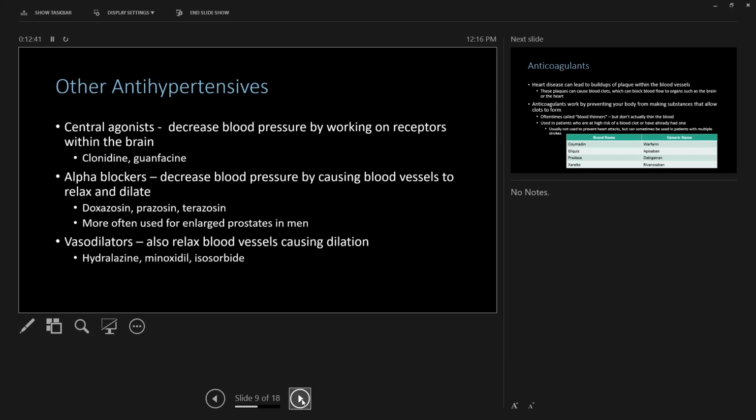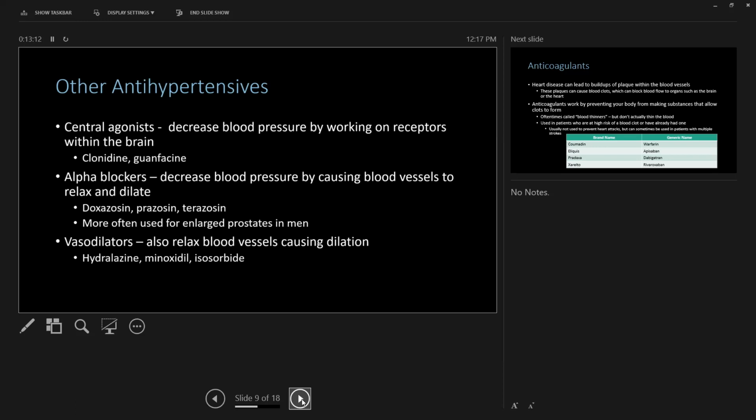And then moving on, this is kind of a random assortment of a lot of the blood pressure medications that are left. These aren't as commonly seen or as commonly used, mainly just for blood pressure, but we can use them for other things. The first that we'll talk about are drugs that are called central agonists, and these actually decrease blood pressure by working within the CNS. They work on receptors within the brain to decrease blood pressure that way.